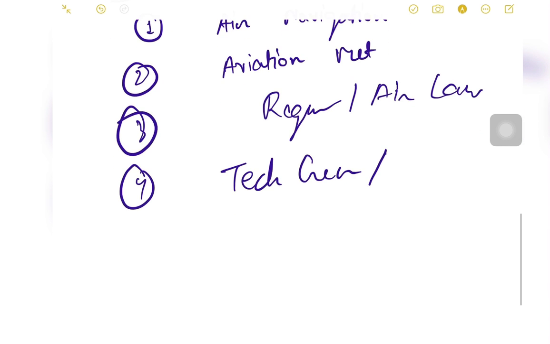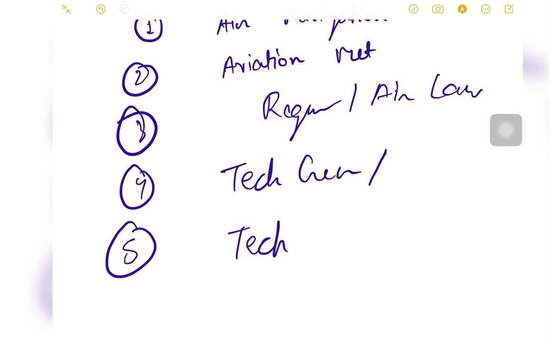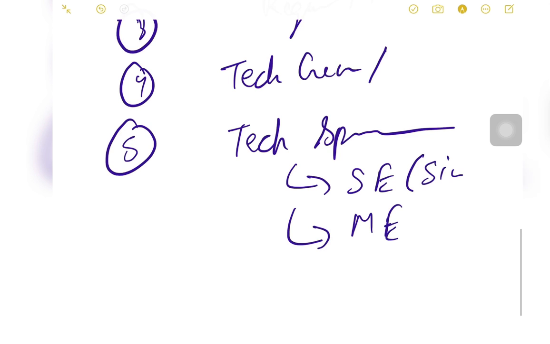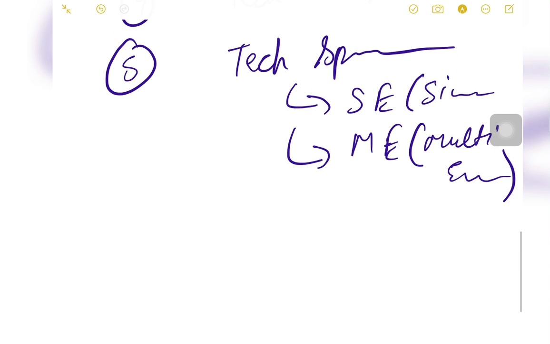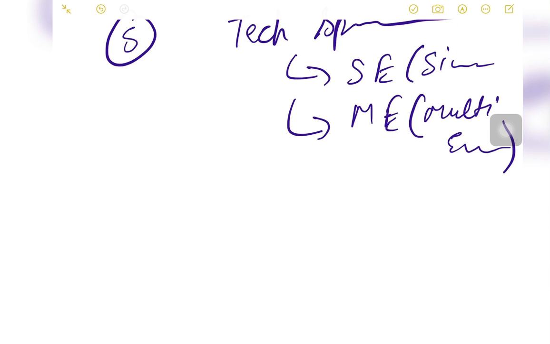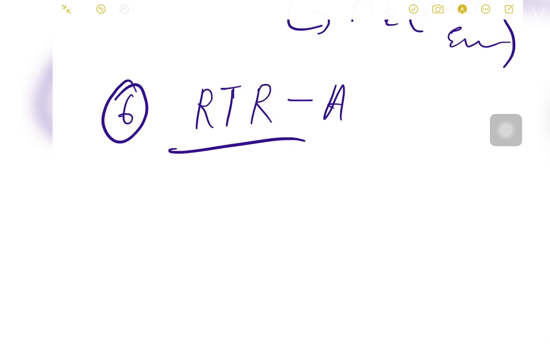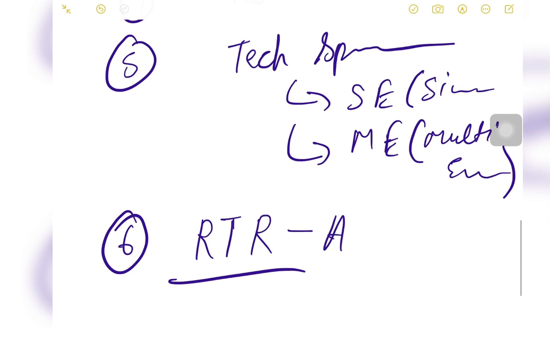This is one paper based on technical, and then there is technical specific. Now what is this technical specific? Technical specific has two papers, one is SE and one is ME. SE means single engine, and ME means multi engine. After technical specific, there is another exam called RTR. Now what is this exam? This is your radio telephone restricted exam. Here are two papers, 5.1 and 5.2, so overall seven papers.